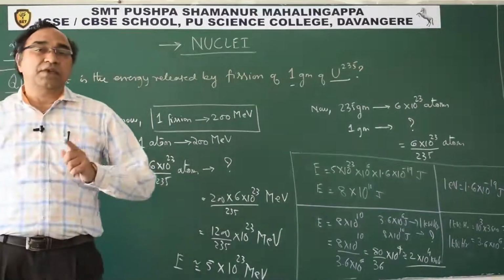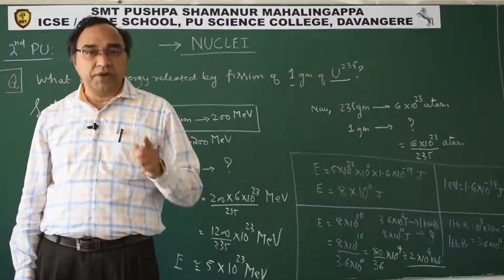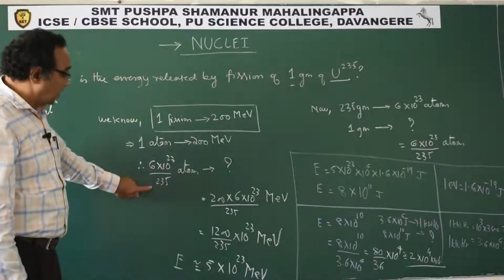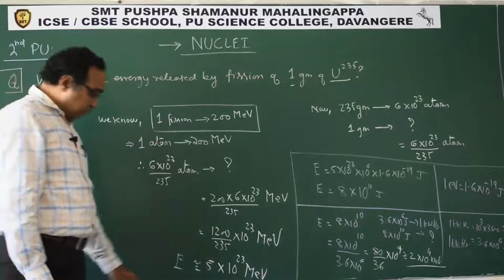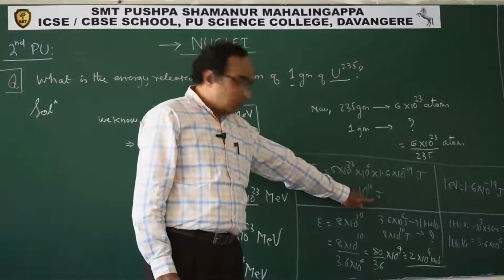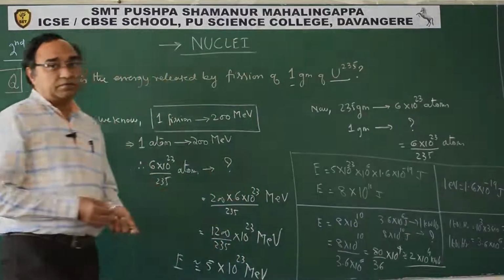Fission, one fission means when one atom of U-235 splits, then what is the amount of energy released? We can calculate this way. So we are getting in million electron volts, then convert it into joules, kilowatt hour. Everything can be simultaneously done.